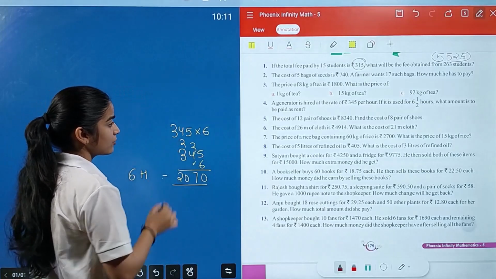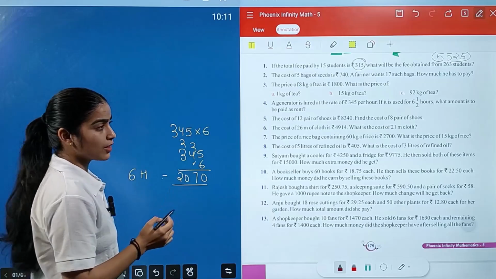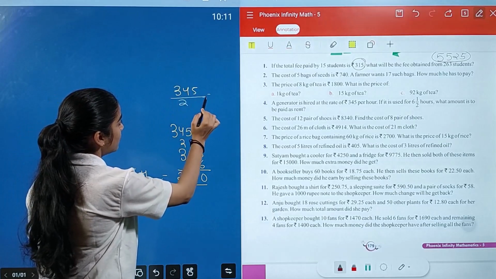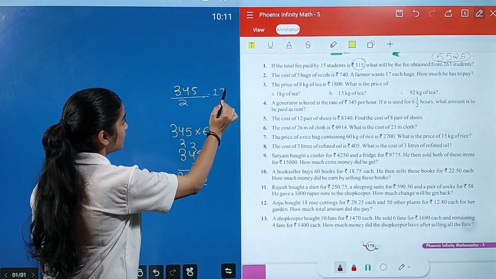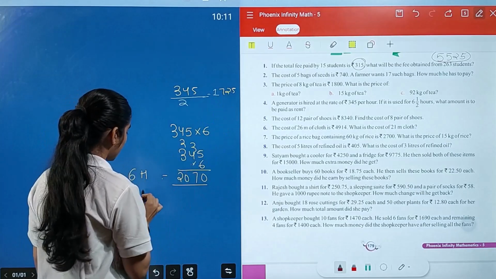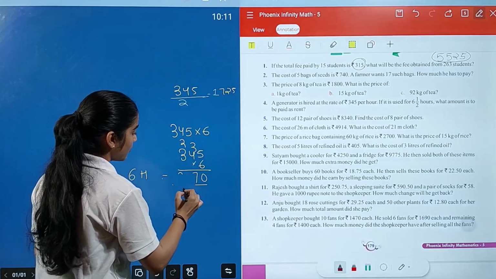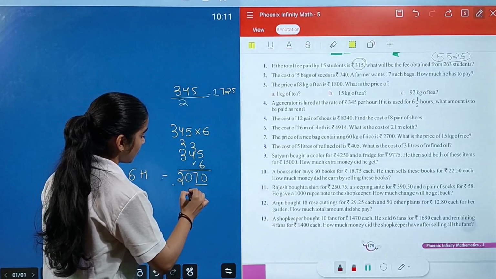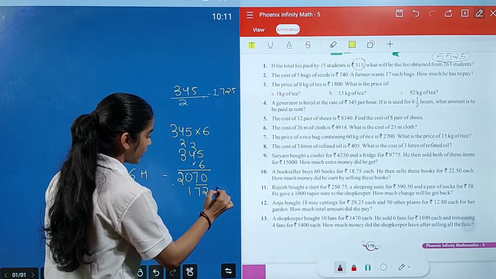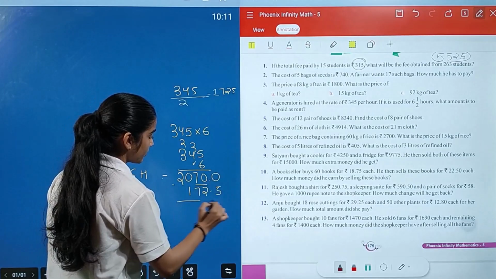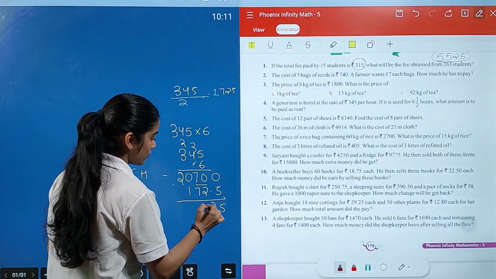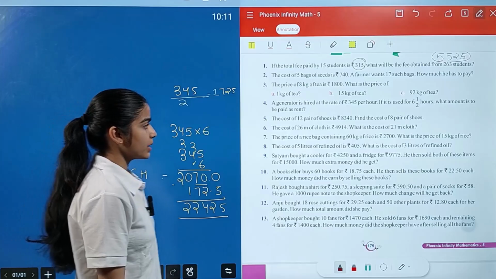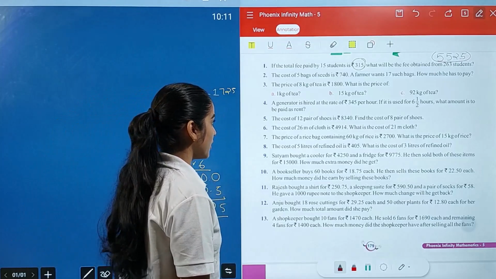After this, we have to calculate for half. So half of 345 is 345 divided by 2, 172.5. So we have to add 172.5 to this. This is the total cost paid for 6.5 hours.